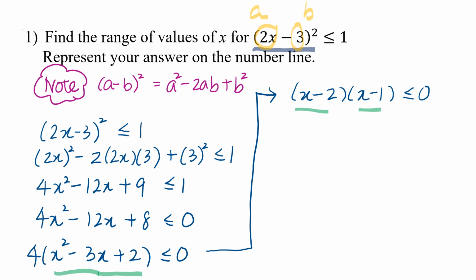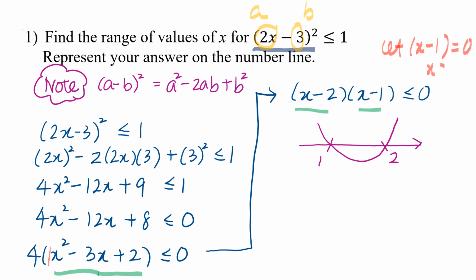Now remember, this is a quadratic inequality, so you can't solve it like an equation. To find the answer for the quadratic inequalities, we have to draw the quadratic curve. Okay, this is a U-shaped curve because the coefficient of x squared is 1. The two x-intercepts are 1 and 2. How do you find the x-intercepts? You let this linear factor x minus 1 equal to 0, you get x equals 1, which is the first x-intercept. And then you let x minus 2 equal to 0, so x equals 2 will be the second x-intercept.